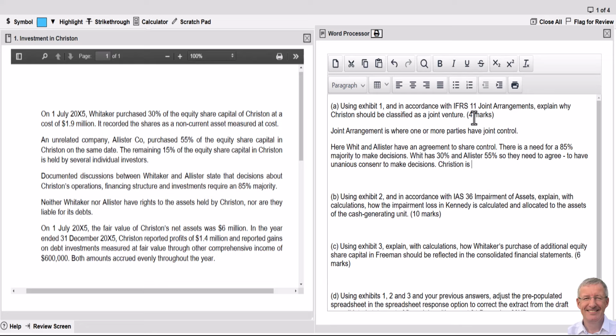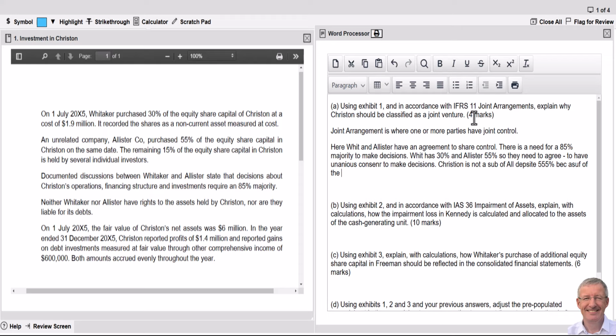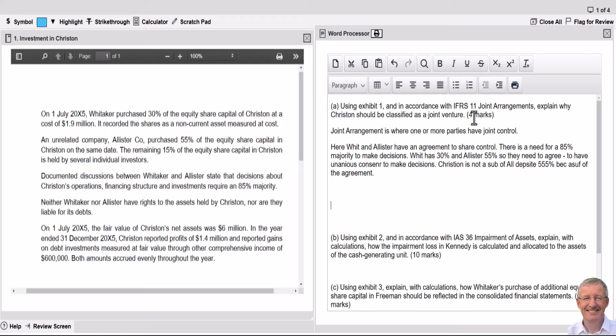And for the avoidance of any doubt, Christian is not a sub of Alistair, despite the fact that he owns 55%, because of the agreement. But I could get lost in that point, and I think I need to effectively move on and make sure that I continue to pick up marks.